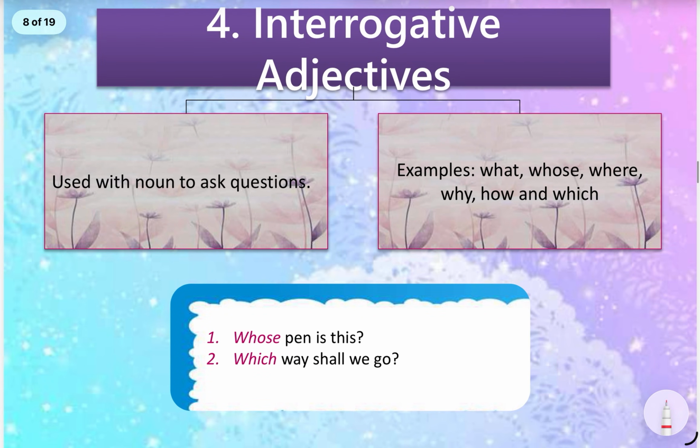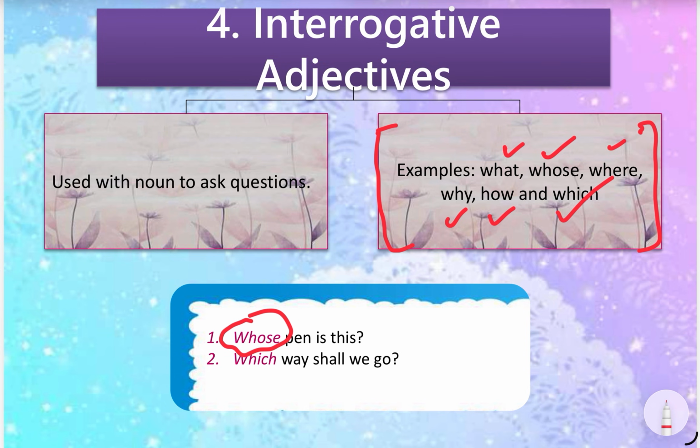Now we'll go to the next type, interrogative adjectives. These adjectives are used to ask a question with a noun. Examples: what, whose, where, why, how, and which. These are generating questions towards a noun. For example, whose pen is this? Pen is a noun and I am asking a question about that noun, using whose, so it is an interrogative adjective.